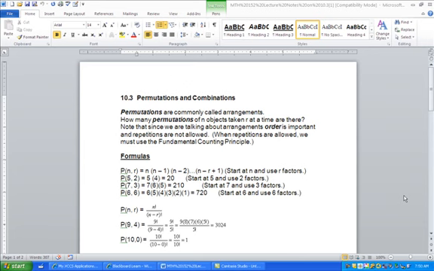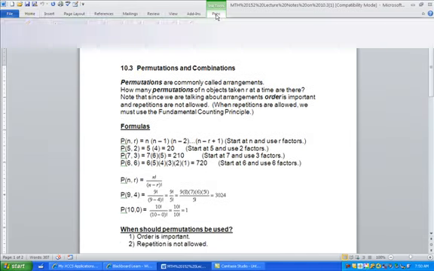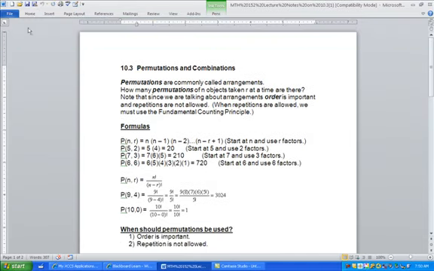When we are allowing repetitions, we must use the fundamental counting principle. So that's something very important. Let me highlight that. Okay, so again, to reiterate, when repetitions are allowed, we must use the fundamental counting principle. And we said with permutations, order is important.